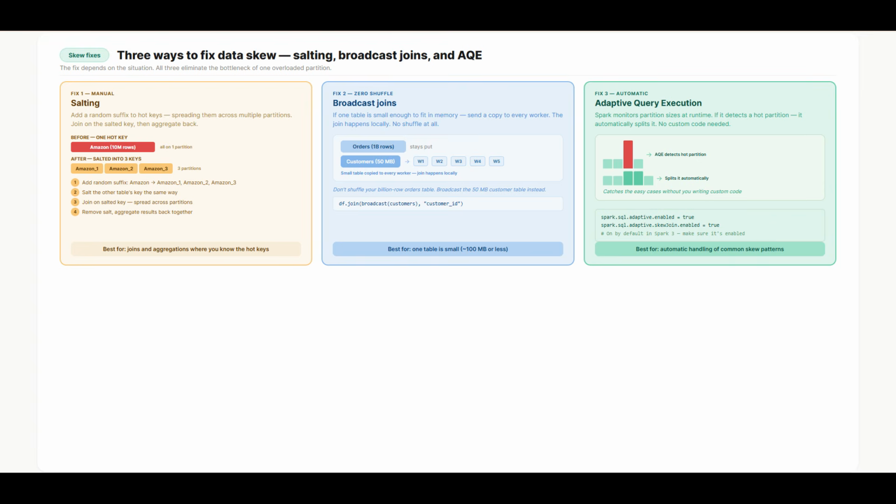Adaptive Query Execution, or AQE, is a feature in modern Spark that handles some skew automatically. It monitors partition sizes at runtime, and if it detects a hot partition, it splits it. This doesn't solve every case, but it catches the easy ones without you writing custom code. Make sure it's enabled, it's on by default in Spark 3.